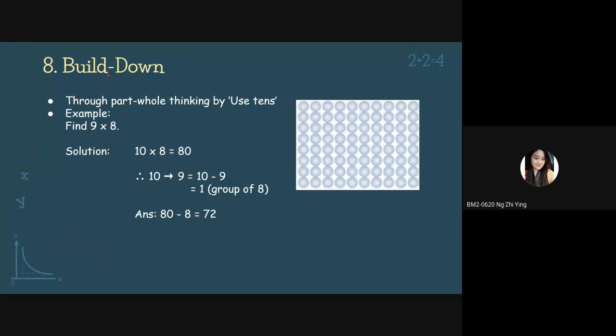So the next slide will be the build-down strategy. This build-down strategy is just the opposite of the build-up strategy. Just now the build-up was like addition, so now the build-down will be subtraction. If we are asked to find 9 times 8, with the same steps, we find the nearest multiple of 10 first. So 10 times 8 will be 80. We know that from 10 to 9, it is just one group of 8. So to find the answer, we just use 80 minus 8, then the answer will be 72.